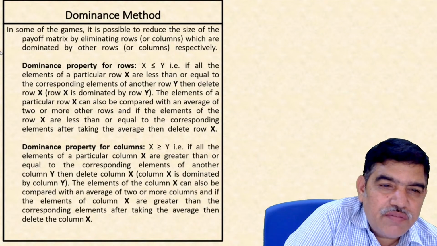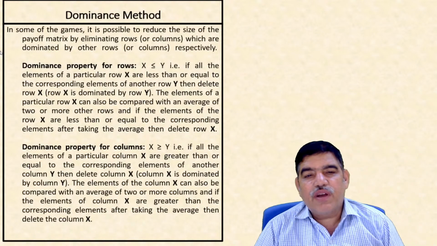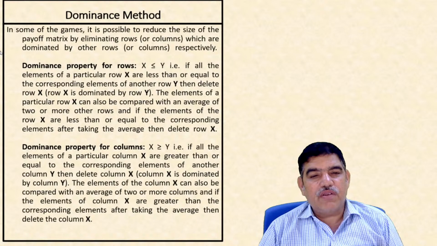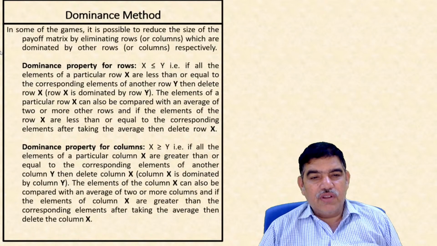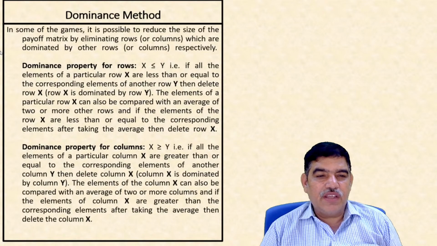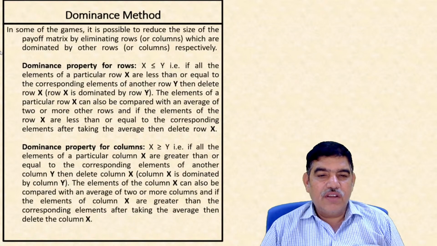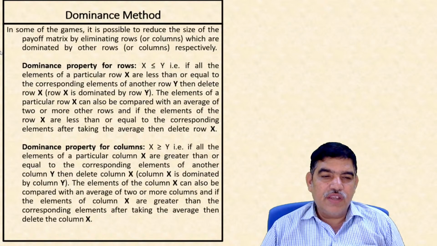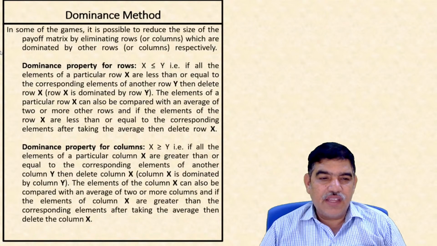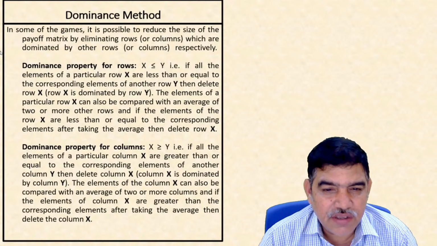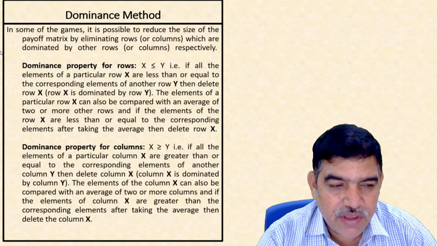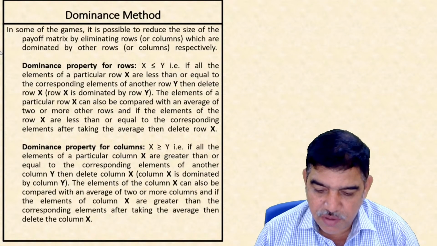Then dominance property for columns. Let X greater than or equal to Y: if all the elements of a particular column X are greater than or equal to the corresponding elements of another column Y, then delete column X, that is, column X is dominated by column Y. The elements of column X can also be compared with an average of two or more columns, and if the elements of column X are greater than the corresponding elements after taking the average, then delete the column. That is known as the dominance property.